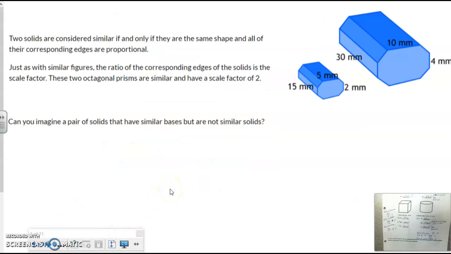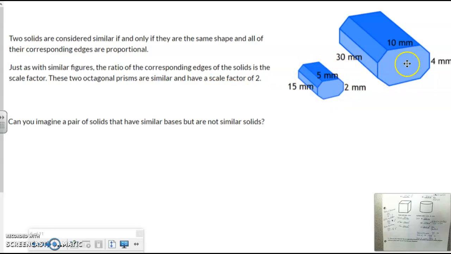With solids, they are similar if their corresponding edges are proportional. With a prism or a pyramid, that would be true. For cylinders and cones, it would be their dimensions, their radius and the height. So the dimensions would have to have the same proportion, the same scale factor, for them to be similar.